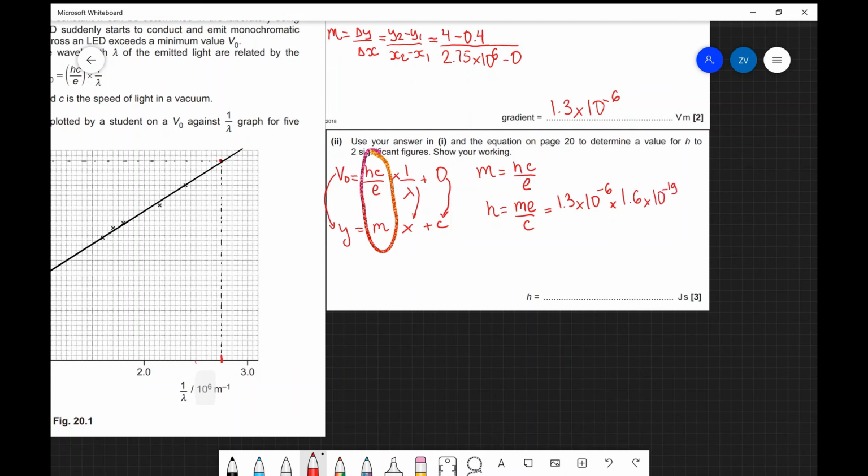I'm going to need to divide that by the speed of light c, which is equal to 3.0 times 10 to the power of 8 meters per second. And if we input that into a scientific calculator, what we're going to get is 6.9 multiplied by 10 to the power of -34 joule seconds. Now notice that here they were asking us to give a value for the answer to two significant figures. So just a quick check, the answer is given to two significant figures.